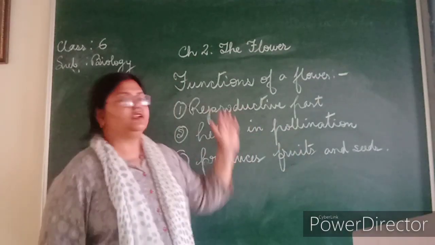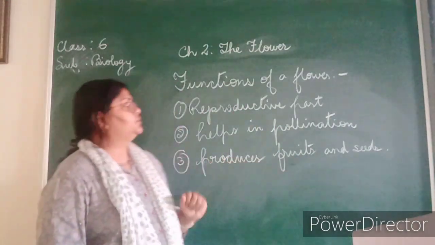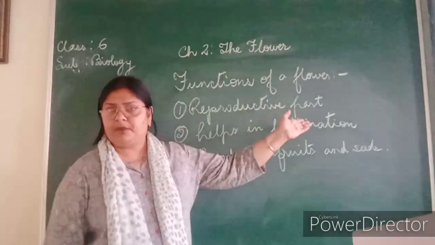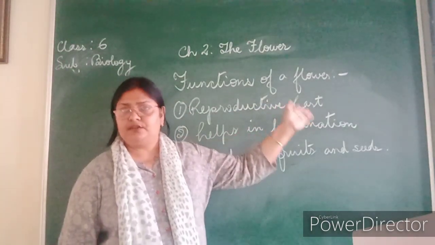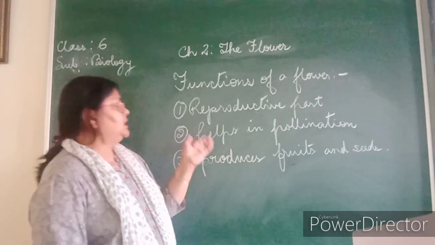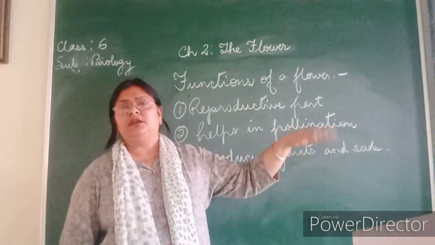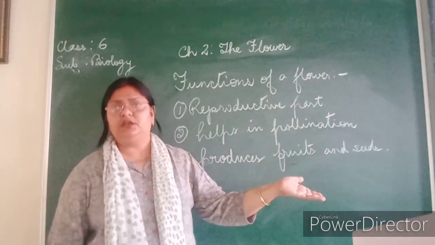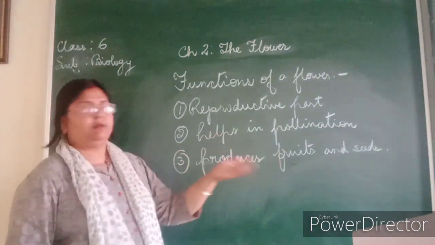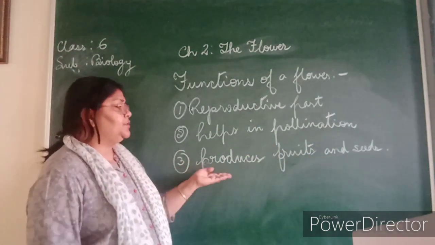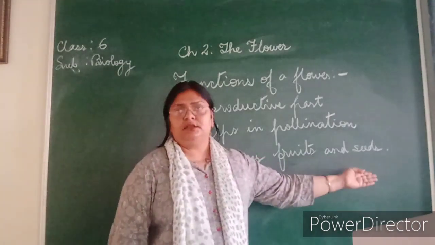Now let us see the functions of a flower. So what are the functions? It is the reproductive part, we've already discussed, because it has androecium and gynoecium in it. It helps in pollination, that is the transfer of pollen grains from the stamen or the anther to the stigma of the flower, that is the female part of the plant. Then it produces fruits and seeds.